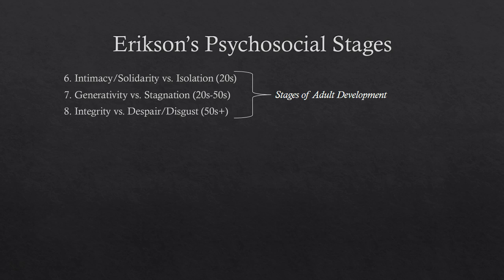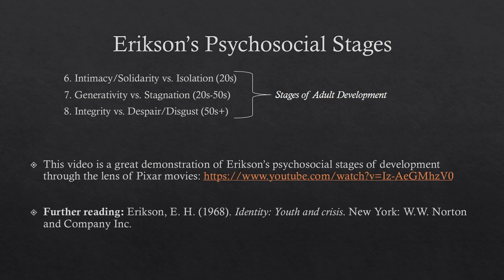Erikson also identified 3 stages of adult development, which is a little bit unusual for his time. The intimacy versus isolation stage usually takes place in the 20s, when people start to get serious about who they're dating and think about who they want to marry and spend their life with. The generativity versus stagnation stage can happen anytime from your 20s to about your 50s, and this is when people really start to settle down.